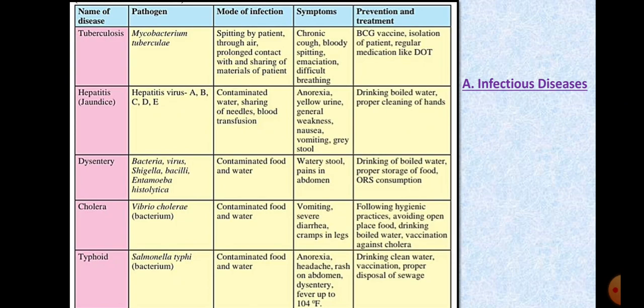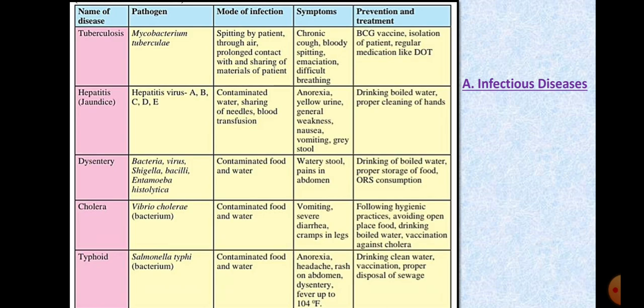Second one is hepatitis or jaundice. Hepatitis virus is the pathogen and it is of 4 types, A, B, C and D, and this spreads through contaminated water or sharing of needles or through blood transfusion.